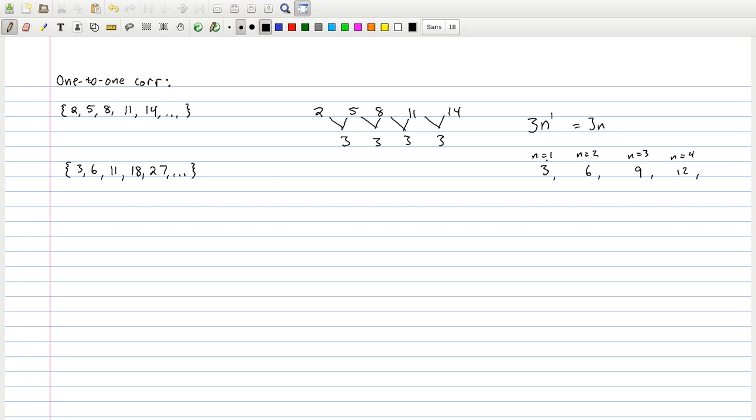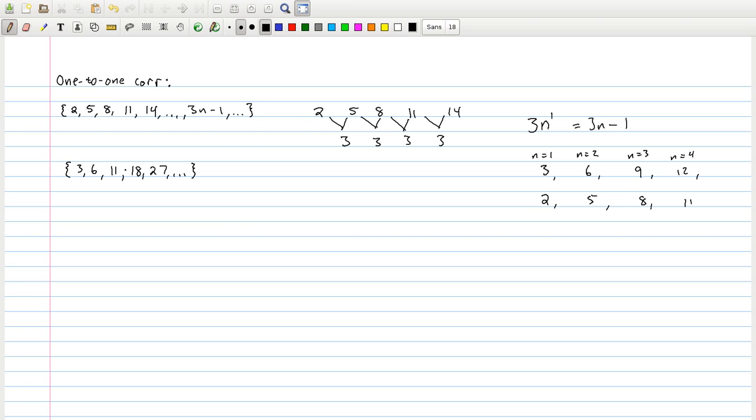So if we just subtract 1 from all of these, if we change our formula to 3n subtract 1, this turns our list into 2, 5, 8, 11, and so on. And so that matches. That says the general term for this will be 3n subtract 1.